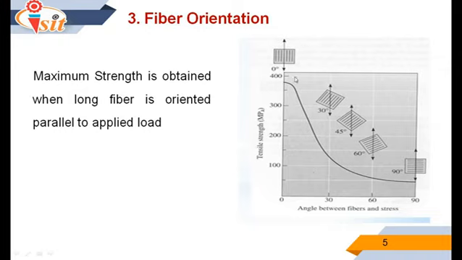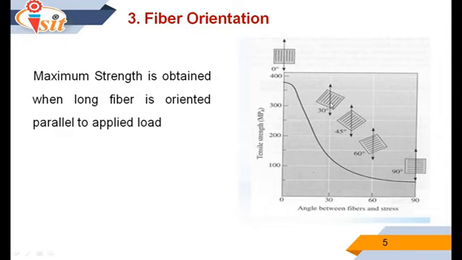If the fibers are oriented at 0-degree inclination, what does that mean? The fibers are wound along the loading direction. If you are applying the load in this direction, and the fibers are also wound in this same direction, that is called a 0-degree inclination. You can observe that the strength is quite high when we keep the fiber angle at 0 degrees.